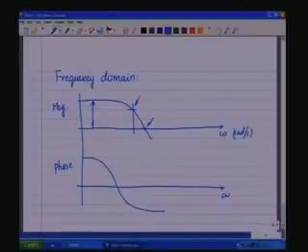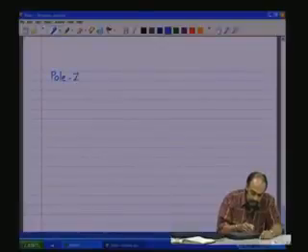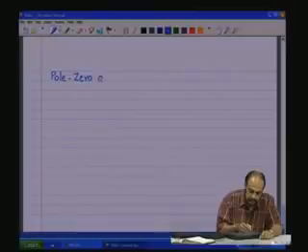And then the third domain is the pole zero domain.